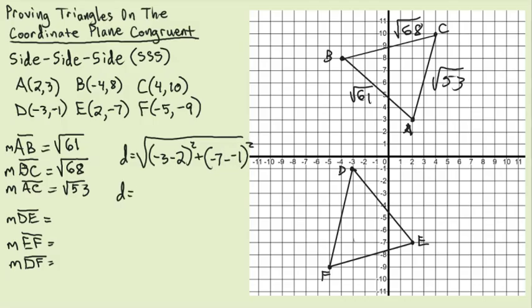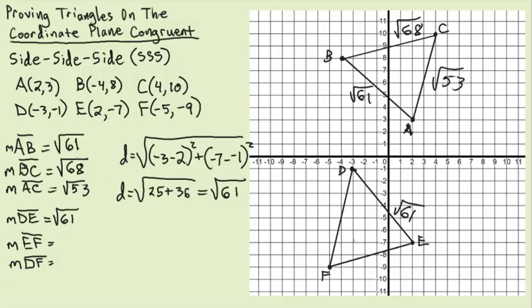Okay. So the distance is going to be the square root of -3 minus 2 is -5. -5 squared is the same as 5 squared. That's 25. Plus -7 plus 1 is -6. -6 squared is the same as 6 squared, which is 36. Okay. And so this distance is going to be the square root of 25 plus 36, and that is 61. So DE, the measure of DE, is the square root of 61. And look at that. We can already see that that's the same as AB. So we have one side already that is congruent.